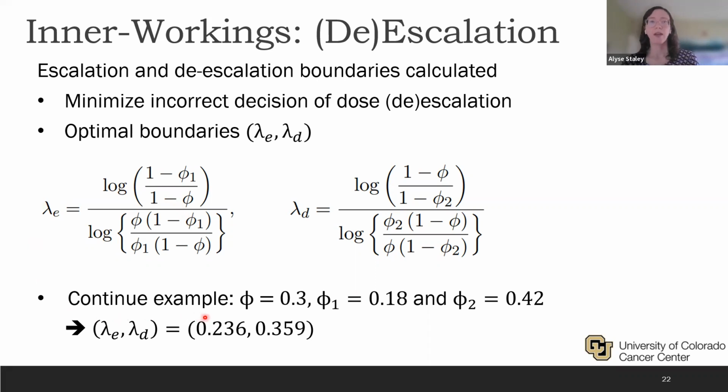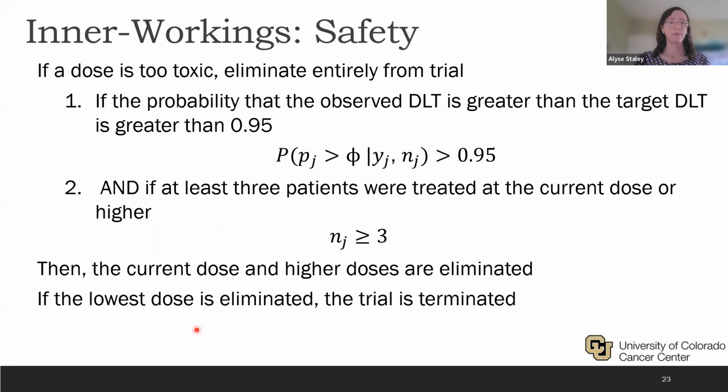So we have 0.24 and 0.36. This is saying that if more than 35.9% of patients experience a DLT at a given dose level, we'll de-escalate. If you're within these bounds, we would stay the same. And if less than 23.6% of patients experience a DLT, then we would escalate.